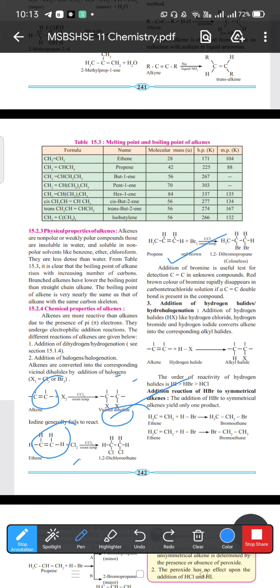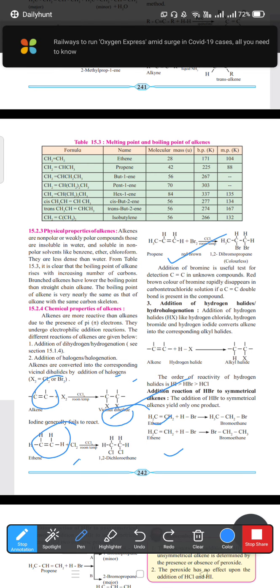Now some addition reactions we'll see with the symmetrical type of alkene. In that, ethene reacts with HBr, it gives CH3CH2Br, which is ethyl bromide or bromoethane. Next, ethene reacts with HBr. Here Br we can attach either on the first carbon or the second carbon.